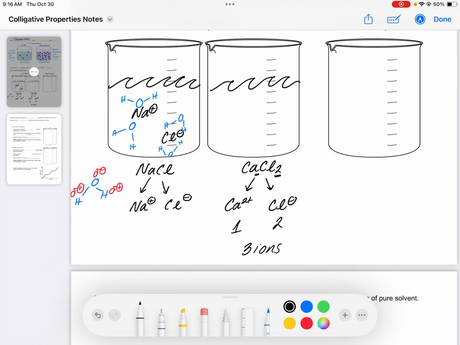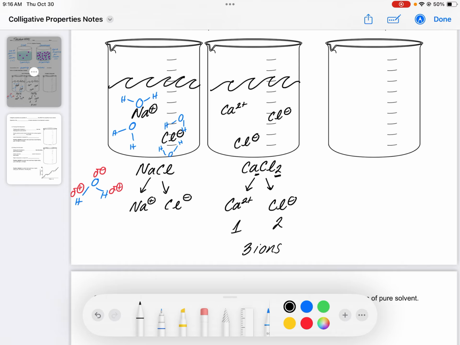So in our beaker, what we're going to draw is we're going to actually write calcium 2+, and we need to write both of the chloride ions. And then again, we'll see water surround them similarly, with the negative side of water attracted to the calciums and the positive side of water attracted to the chlorines.